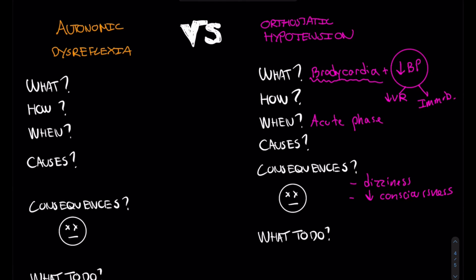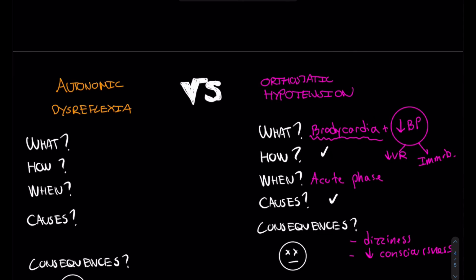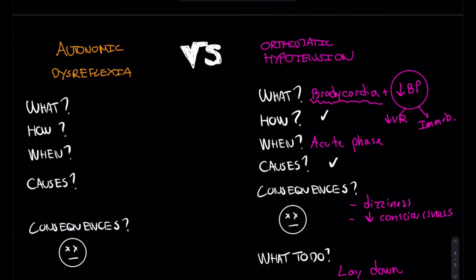So what do you do if this happens to you in clinic? You have to lay them down. That's as simple as that. Now let's look at autonomic dysreflexia. Simply put, we have a situation where we have bradycardia with an increase in blood pressure.